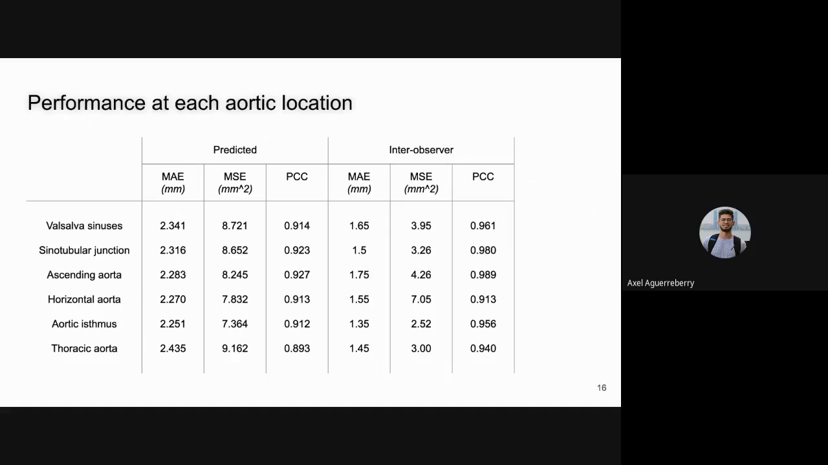The following table summarizes the inter-observer errors and the performance obtained by the model at each aortic location. We can see that the prediction errors for each landmark are very similar, with tiny differences that can be attributed to the complexity of the aortic anatomy. Overall, our model achieved a mean absolute error between 2.2 and 2.4 millimeters, which is less than 1 millimeter of difference compared against the experts, who obtain a mean absolute error between 1.3 and 1.7 millimeters.